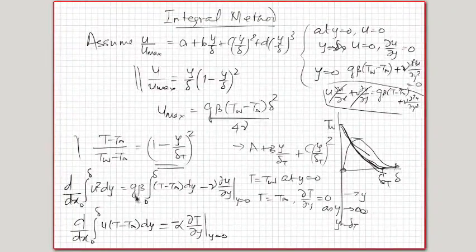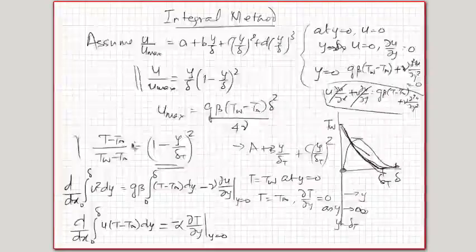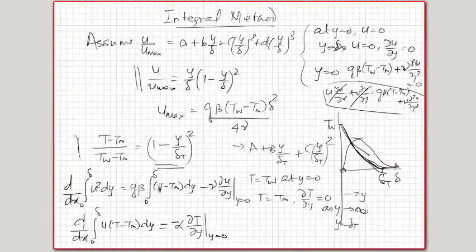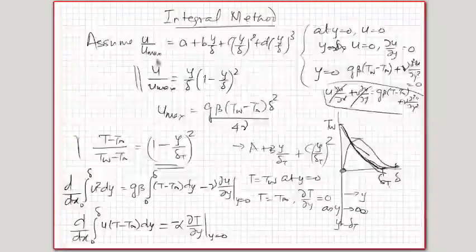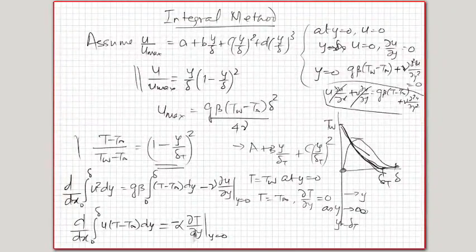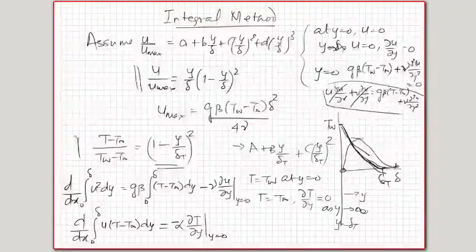So in these two equations, now I substitute for u from this profile and for t minus t infinity from this profile, and try to integrate. So I get this. And for these two, again I substitute these two profiles for evaluating del t by del y at 0 and del u by del y at 0 and simplify these equations. So let me do that. So what do I get from the first equation?